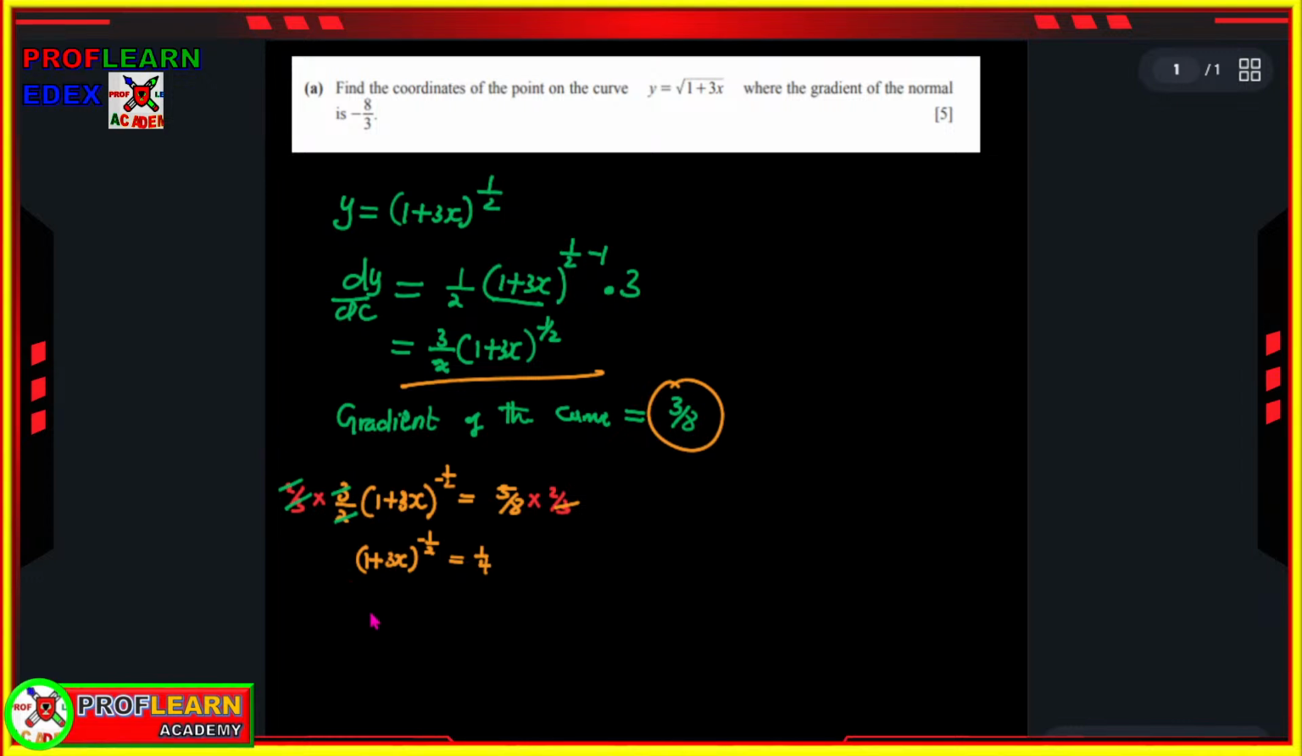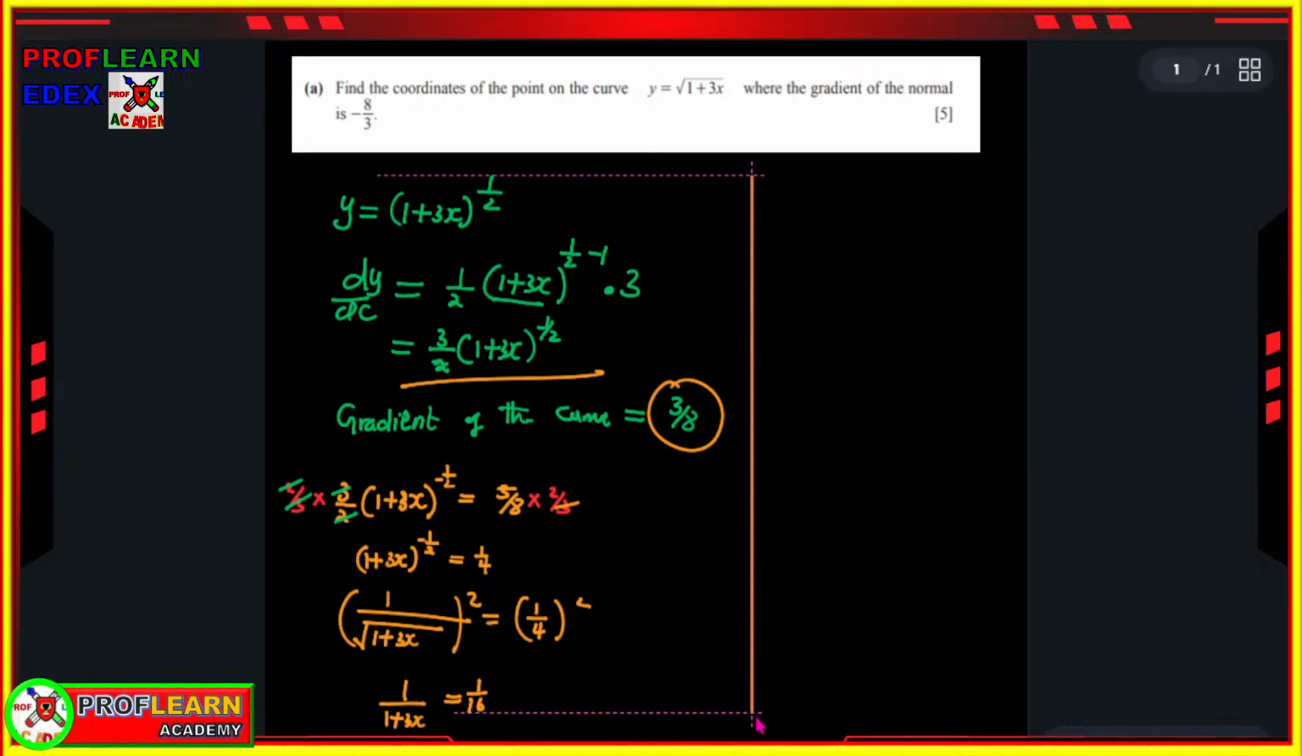So which will mean that this can be written as 1 over the square root of 1 plus 3x is equal to 1 over 4. Then we can square both sides. If we square both sides, what are we going to get? You will get 1 over 1 plus 3x is equal to 1 over 16. So you cross multiply.